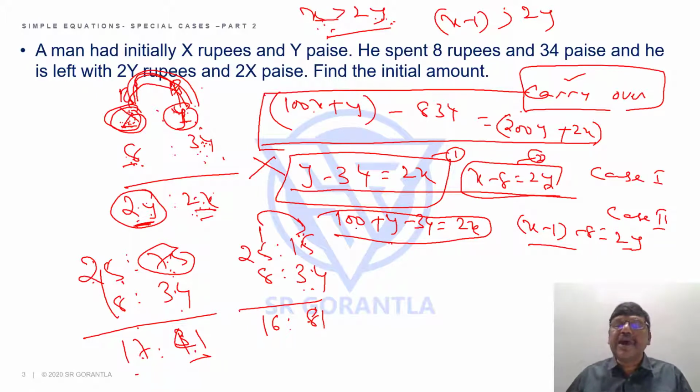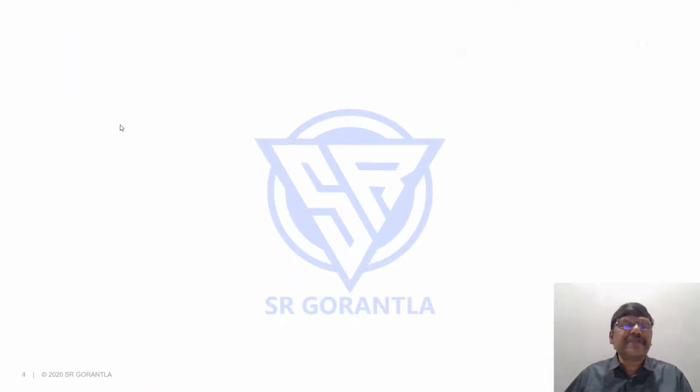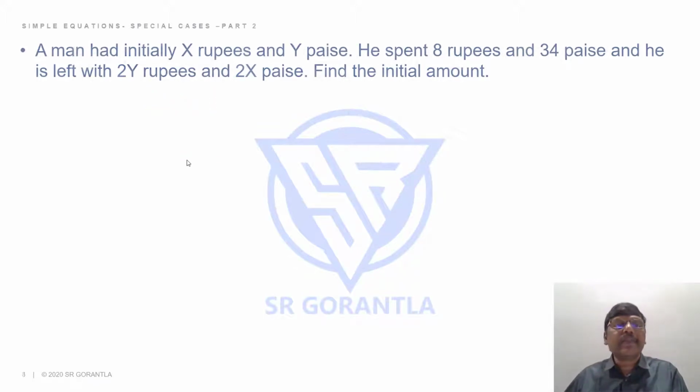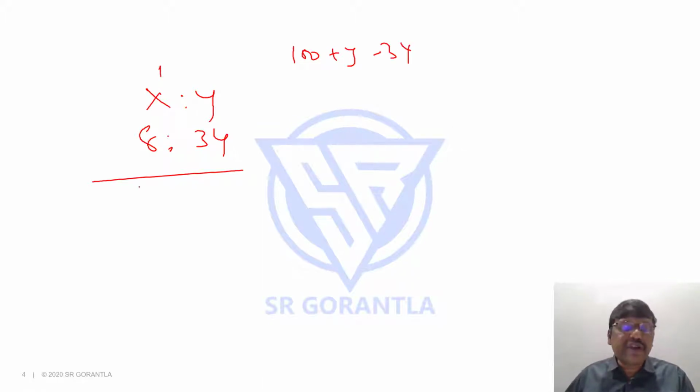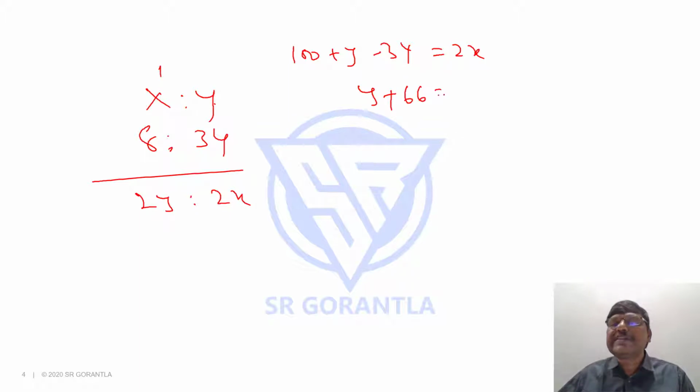What is the second case, please? 100 plus y, you borrowed, 100 plus y minus 34 is equal to 2x, meaning what can I write, students? 100 minus 34 is 66, so I'll write the second case. Look at this. X and y, how much you borrowed? How much you subtracted? 8 rupees 34 paise, right? When you borrow 1, it will be 100 plus y minus 34. What is left over? 2y and 2x, right? Equals 2x means what equation can I write, students? Y plus 66 equals 2x.